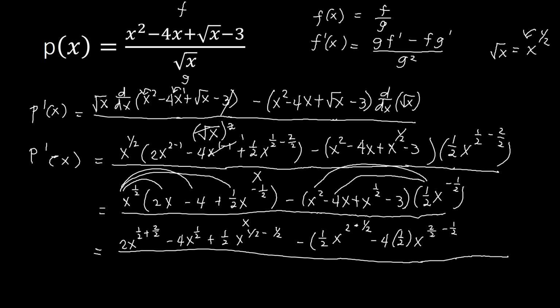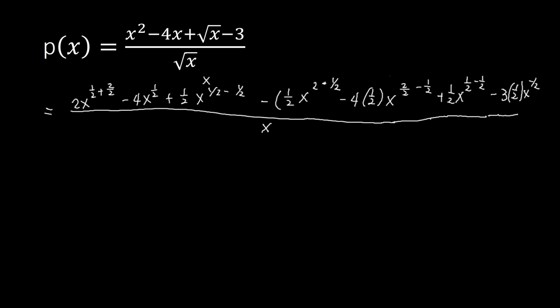And then lastly, we have, no, it's not lastly, but we have x to the power of 1 half times 1 half, x to the power of 1 half. So we have here plus 1 half times x to the power of 1 half plus negative 1 half. That's a minus 1 half. And lastly, we have a minus 3 times 1 half times x to the negative 1 half. And then that's over an x. So after that one, we are going to simplify that.